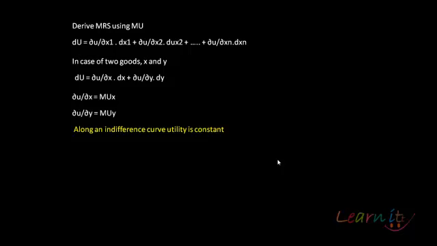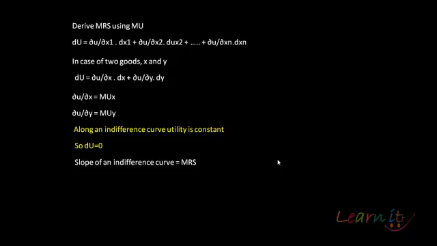But the point is, along any indifference curve, utility is not changing. Utility is held constant. What is du telling you? How is the utility changing? Along an indifference curve, utility is not changing, and hence du would be equal to 0. So our expression becomes 0 is equal to mux into dx plus muy into dy.